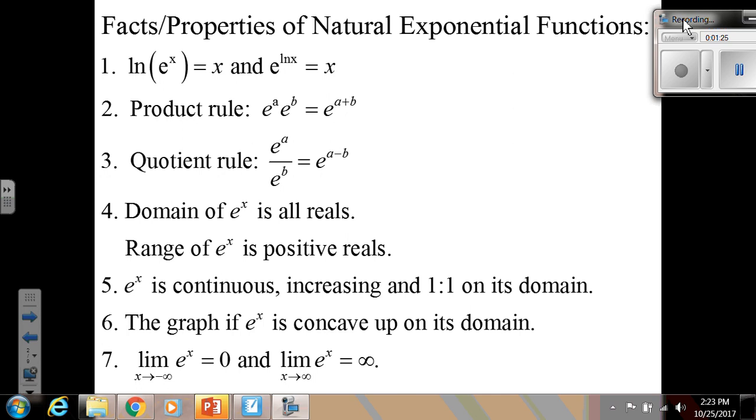Keep in mind that our domain of e to the x is all real numbers, and that their range is positive real numbers, right? Remember, those are switched from the natural log. E to the x is always continuous, increasing, and one-to-one on its entire domain. And the graph of e to the x is concave up on its entire domain. All right, keep in mind that the limit as x approaches negative infinity of e to the x is 0 because of that horizontal asymptote. But as we do the limit as x approaches positive infinity, that will be positive infinity.